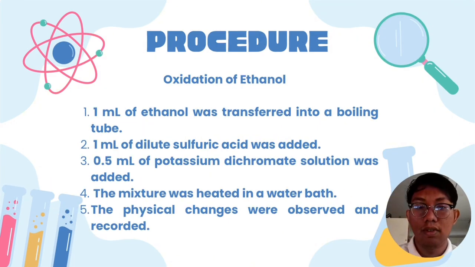For this one, first 1 ml of ethanol was transferred into a boiling tube. Then 1 ml of dilute sulfuric acid and 0.5 ml of potassium dichromate solution were added. The mixture was heated in a water bath and the physical changes were observed and recorded.